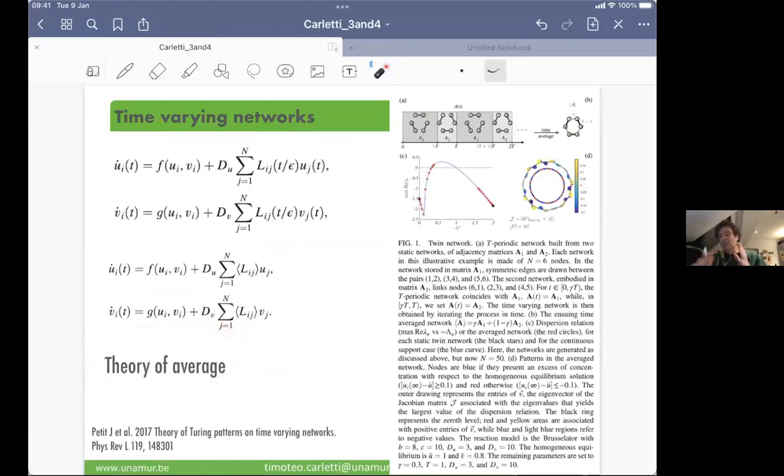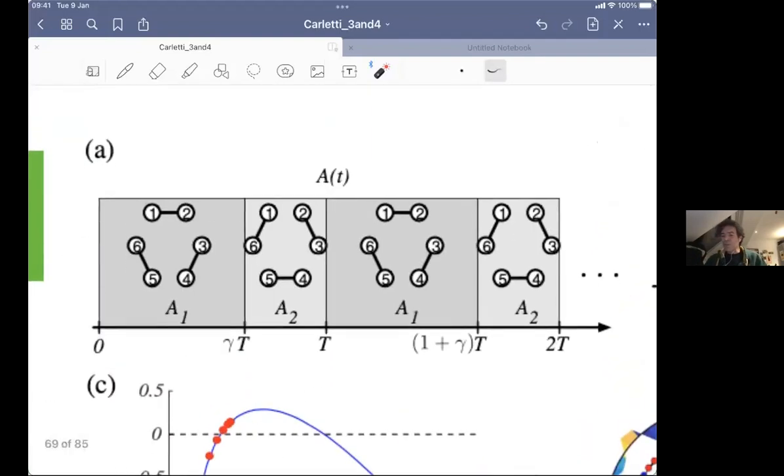So if you have, in the example here, 2 networks. The first network has 1 and 2 connected, 3 and 4 connected, and 6 and 5 connected, and another network where 2 and 3 are connected, 5 and 4, and 1 and 6. And now you play by switching these two networks. You pass from the first one to the second one, and so on.